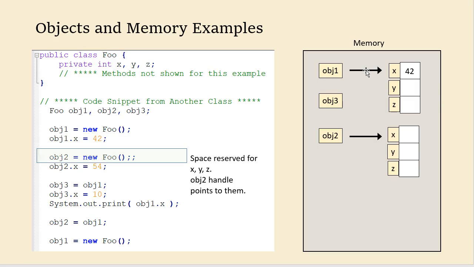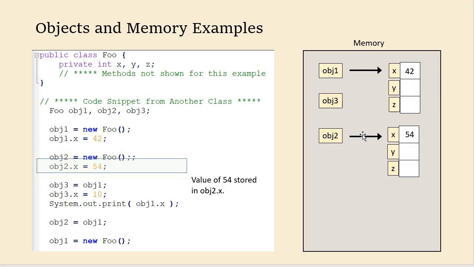Now we create a second object. Object 2 equals new foo, and I know it's a new object because of the new keyword, and that means that I get to set up space for that x, y, z for the new object and the handle. And then I say object2.x equals 54. See, if you just said x equals 54, the Java virtual machine wouldn't know if you meant the x that belongs to object 1 or the x that belongs to object 2. So you tell it object2.x.